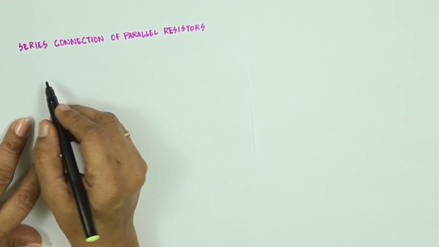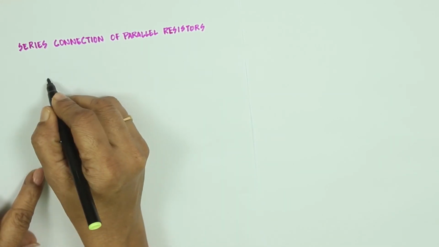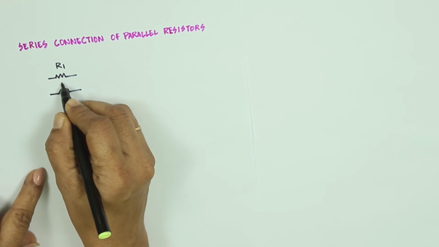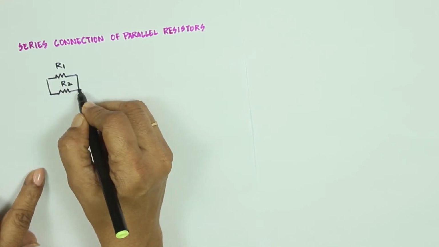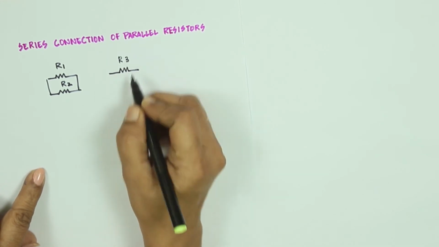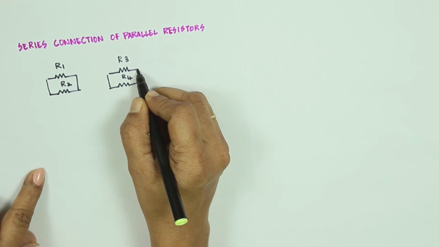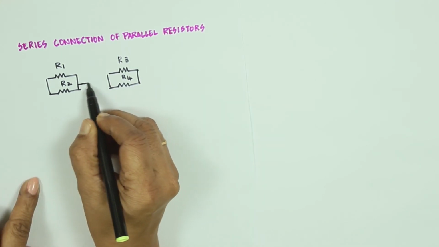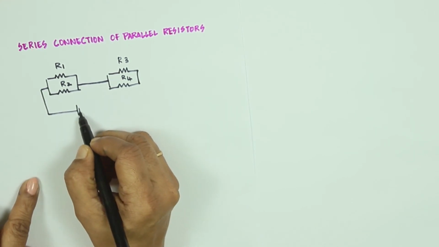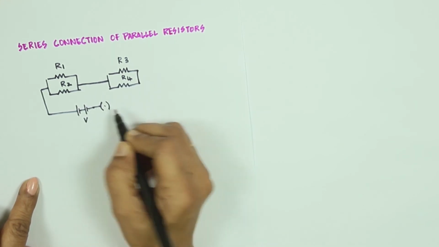So now we are going to see a series connection of parallel resistors. So for this we take a resistor R1, which is connected to R2 in parallel. Again we take another two resistors, R3 and R4, which are connected in parallel. Now let them be connected in series. We give an end to end connection for both. After that this is connected to a supply voltage V and then to a key.